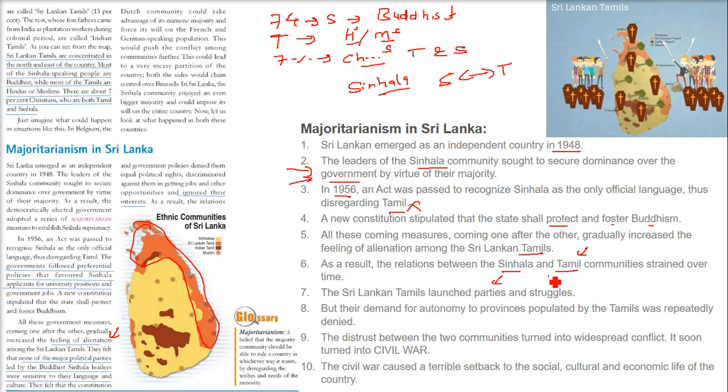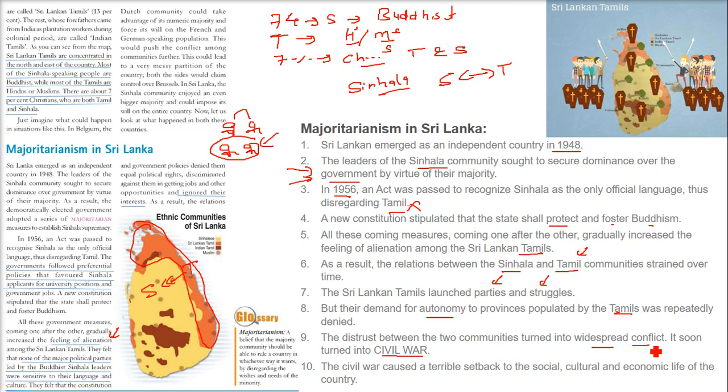But the Sri Lankan Tamils, though they launched parties and struggles, the government did not allow, or they didn't even give any ears, deaf ears you can say, to the autonomy that the Tamils wanted. Now Tamils had nothing to do. What can they do? They started wars, or you can say civil war. Now what is a civil war? Say if you and your neighbor start fighting, that is a war. But when you and your brothers start fighting, that is a civil war, because it is inside home. So when in Sri Lanka the Sinhala and the Tamils started fighting internally, this was a civil war.